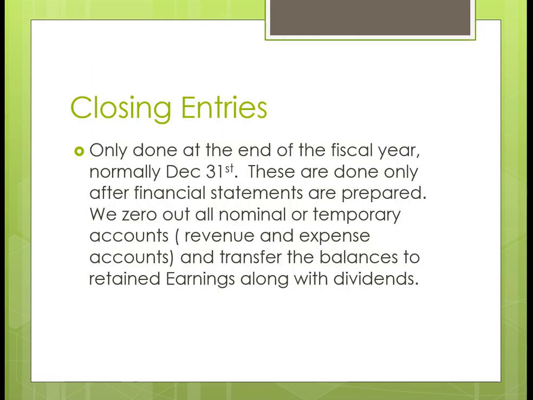Now the last thing we're going to do is closing entries. This is only done at the end of the fiscal year, normally December 31st, or the operating cycle, whichever is sooner. And in this case, it's only done after financial statements are prepared. What we're going to do is zero out all the nominal or temporary accounts. These are revenue and expense accounts, also dividends.